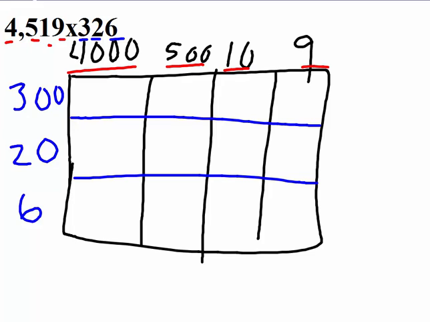Now I'm ready to just start multiplying. So 3 times 4, that's 12. And there's going to be 1, 2, 3, 4, 5 zeros. 3 times 5, that is 15. And there's going to be 4 zeros. 3 times 10 or 3 times 1 is 3, with 3 zeros.